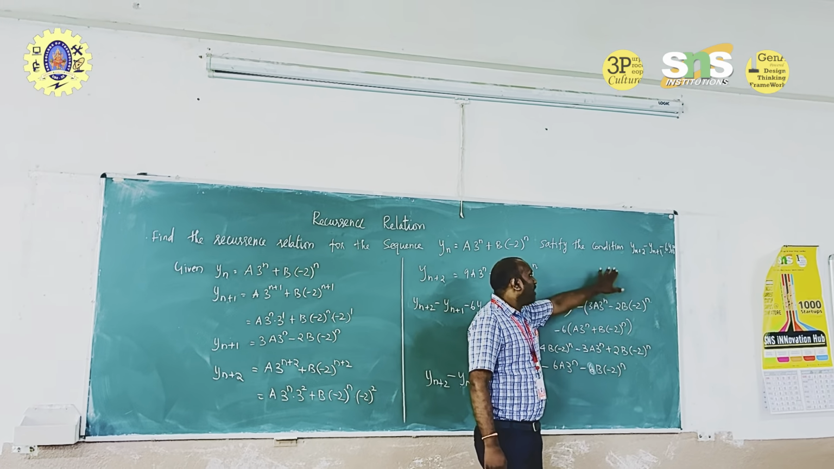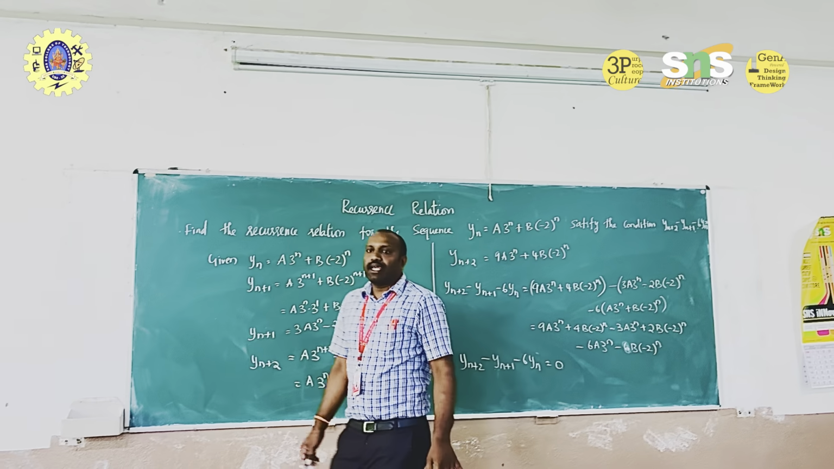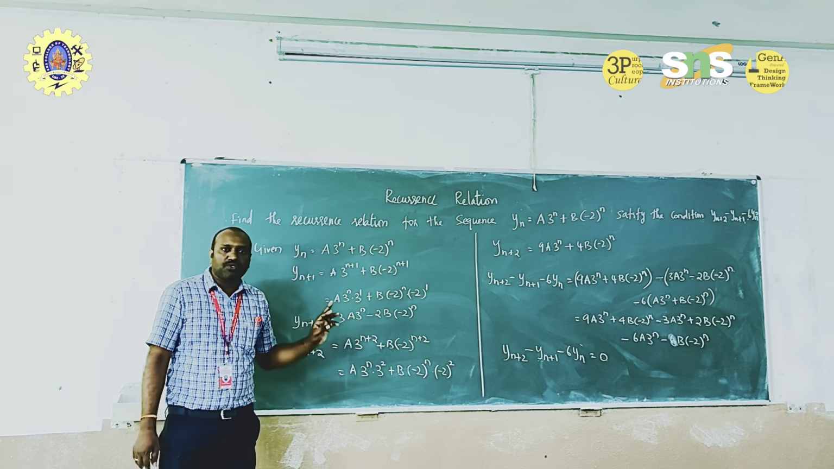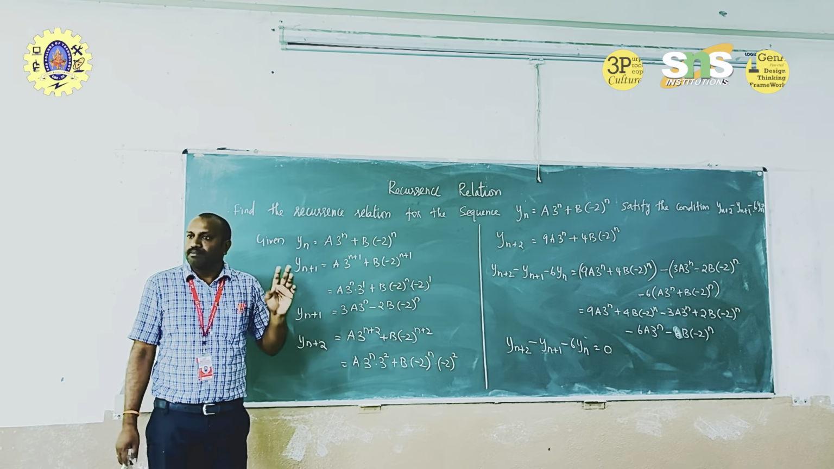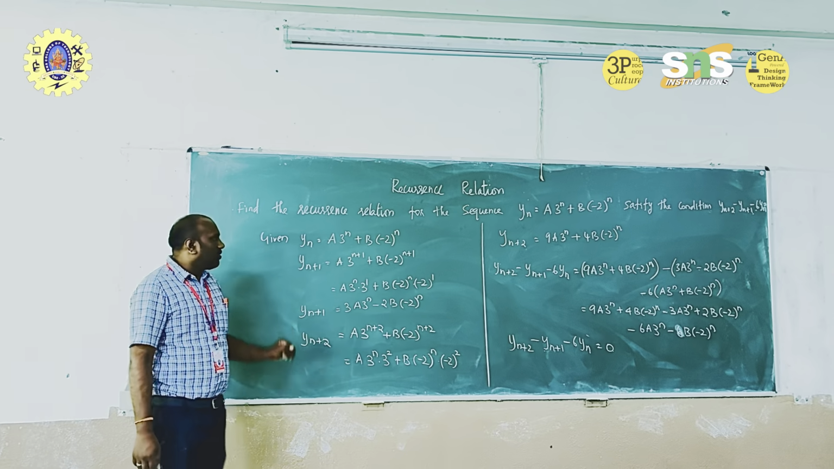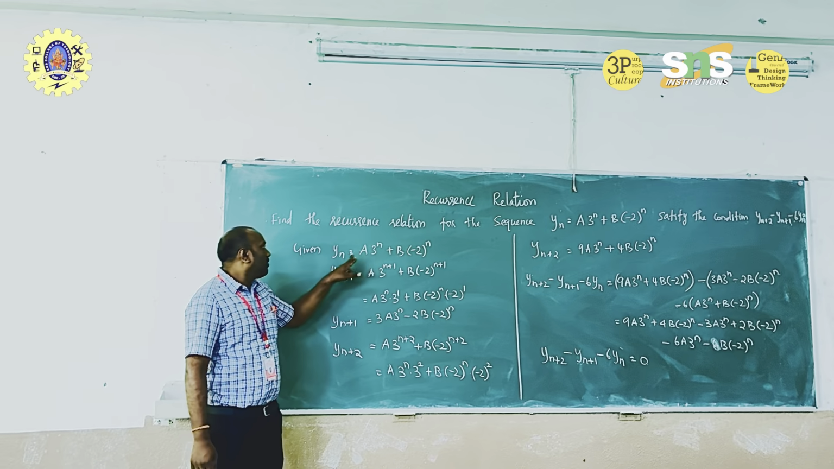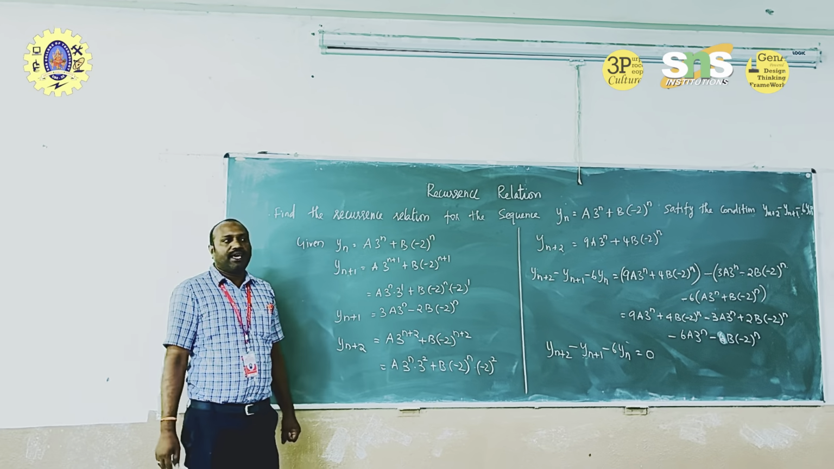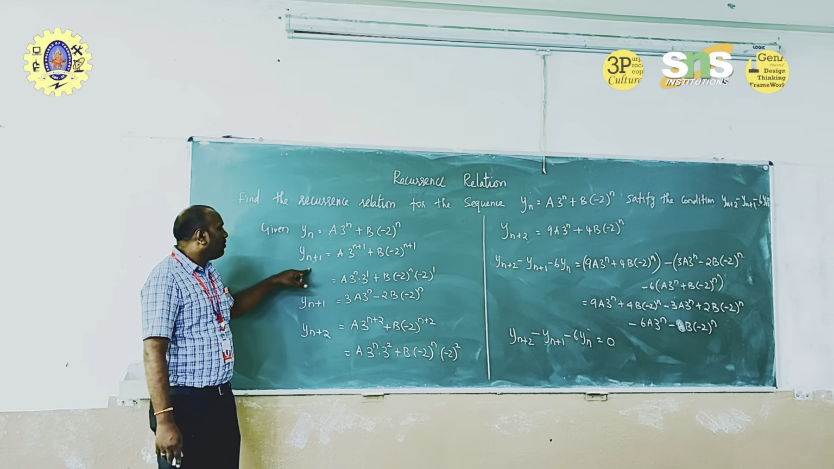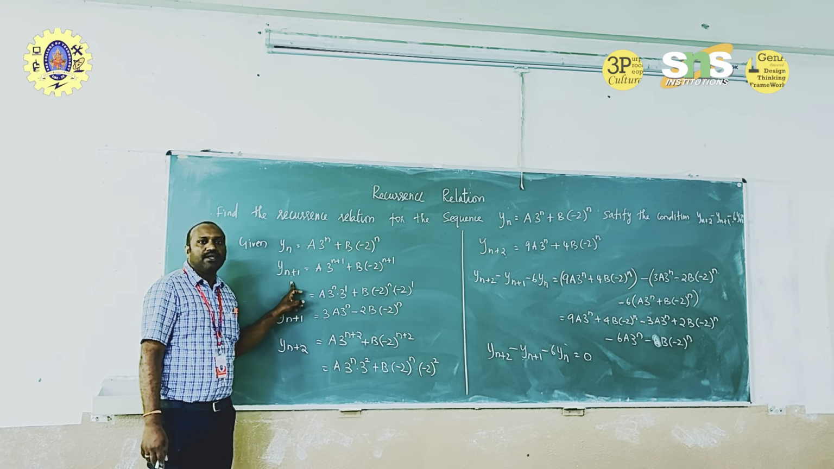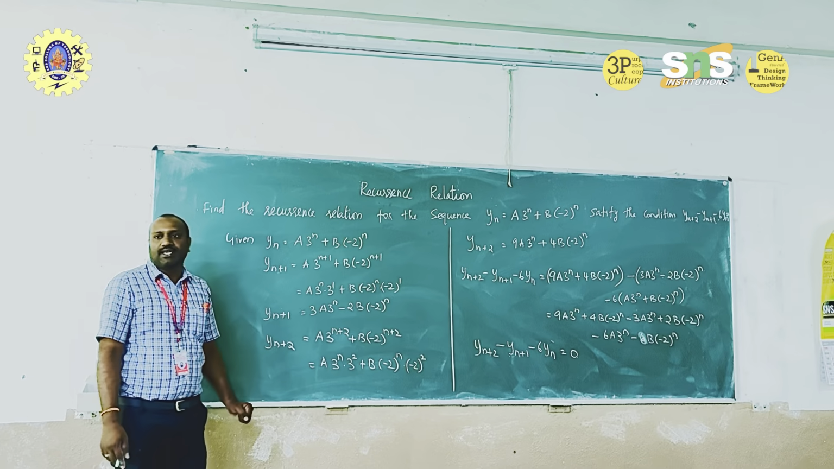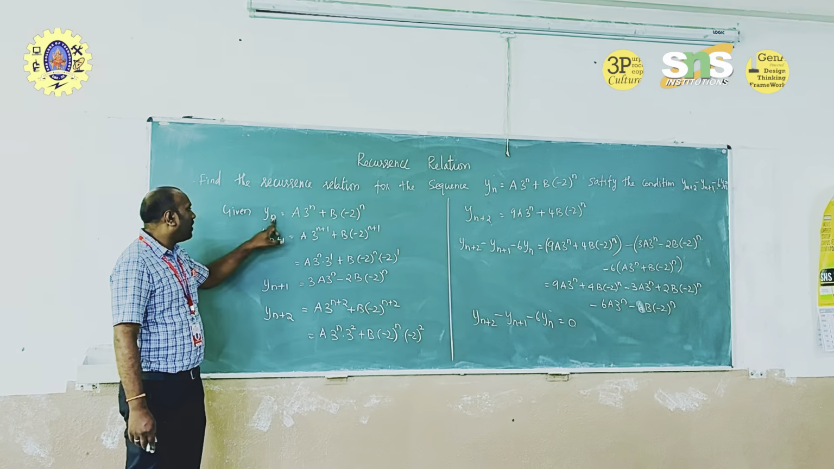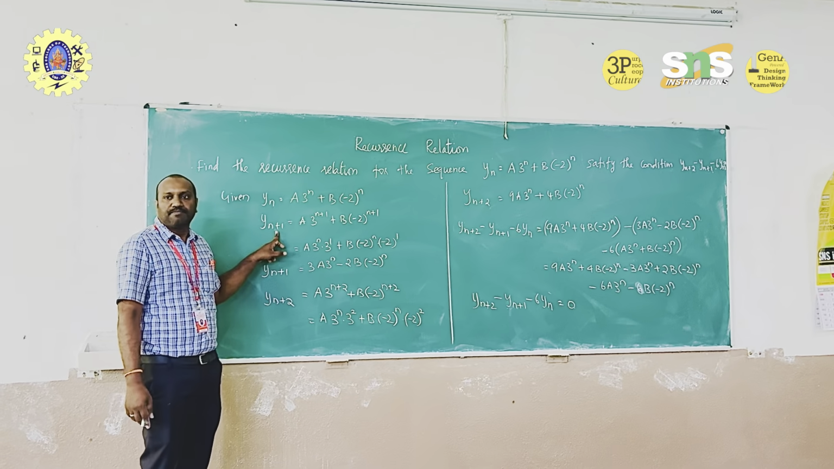So we have to satisfy this condition, so we find yn, y(n+1) and y(n+2). Given yn = a·3^n + b·(-2)^n, we have to find y(n+1) to satisfy the condition. We apply the yn value in place of y(n+1).